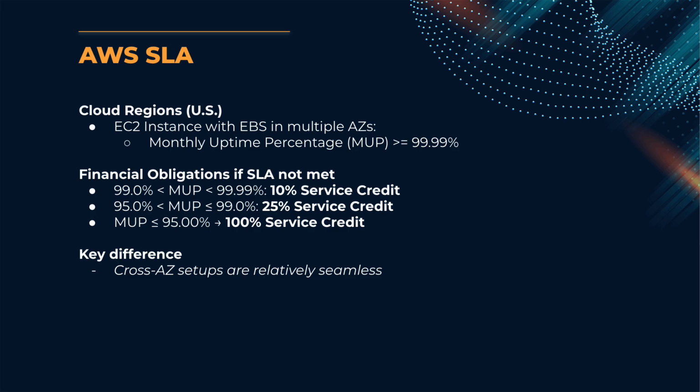If the SLA isn't met, AWS provides service credits: 10% for uptime below 99.99%, 25% for below 99%, and 100% credit if uptime drops below 95%. Compared to Azure, which has no SLA for single VMs, and GCP, which separates SLAs by tier, AWS gives strong guarantees and smoother scaling across zones.